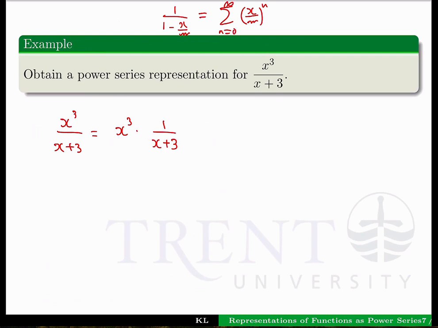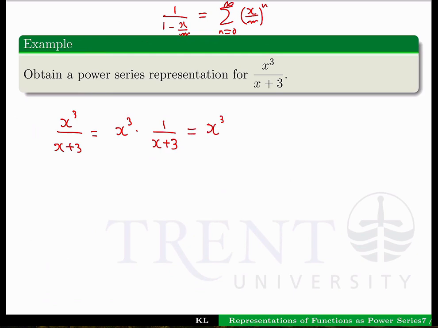On the other hand, if we use a different center, we won't be able to multiply the x cubed inside the series because the center for this one is 0. And if the center is not 0, that x cubed will remain outside the summation. But anyway, let us work on the power series representation.